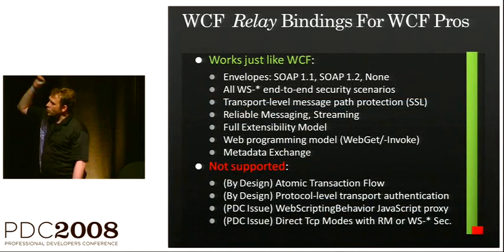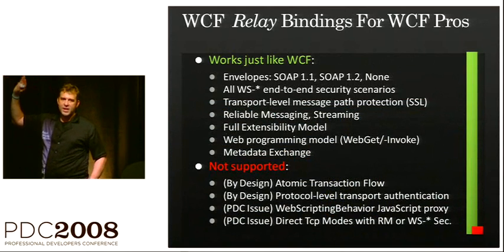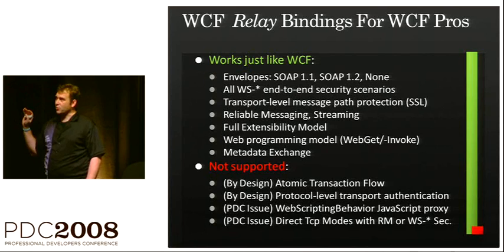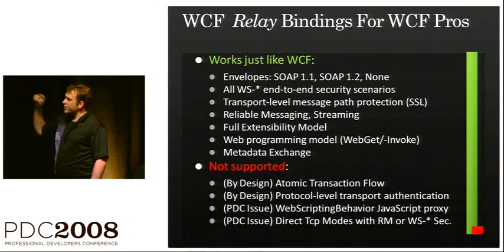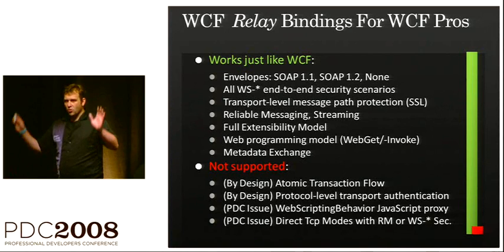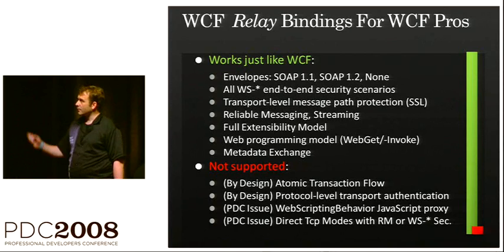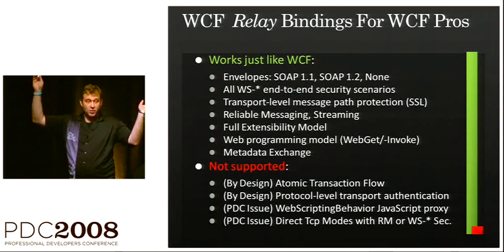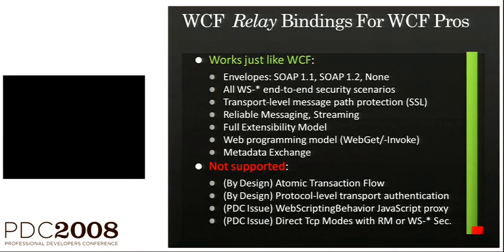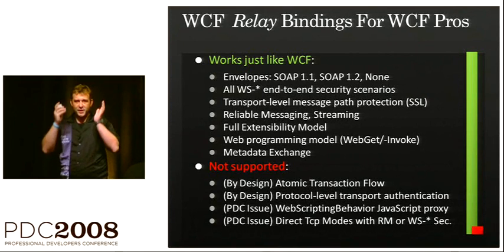So we support SOAP 1.1, SOAP 1.2, and none as envelope types, which means we can support REST. We relay plain HTTP requests. We support all WS-* end-to-end security scenarios. We encourage you to go and encrypt your data. I don't want to see it. Use message security, wrap it all up. I don't want to see it. I don't really need to see any part of it. Transport and sign it all, because you want to make sure that we can't tamper with it. We're not looking at it, we're not tampering with it, and you can prove that to yourself by enabling message security.